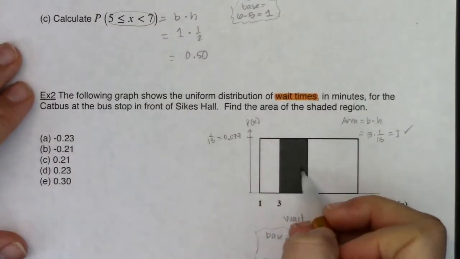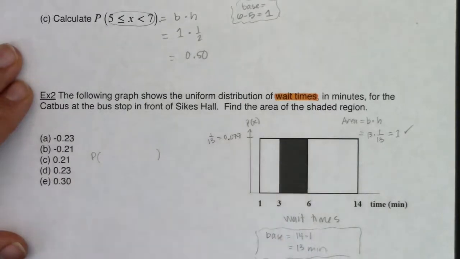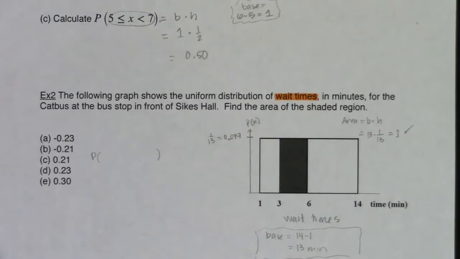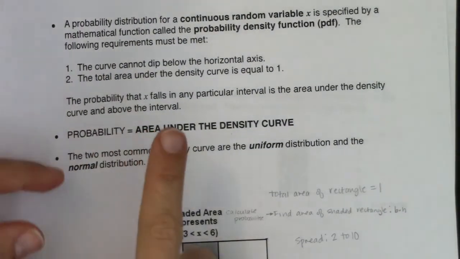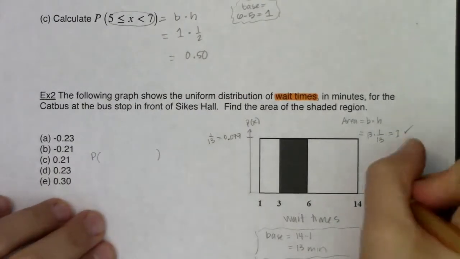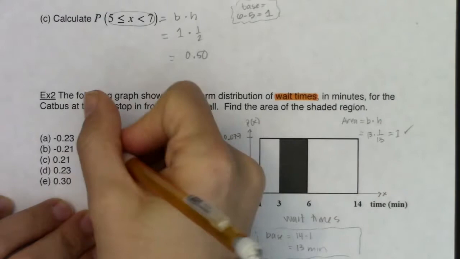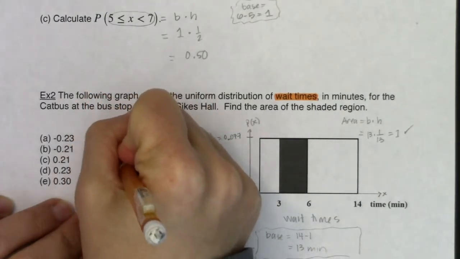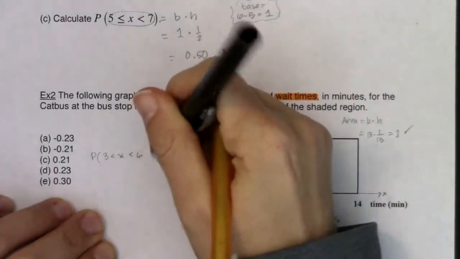This is find the area of the shaded region. So I want a probability, because area and probability, you can swap those two terms out. And if you don't remember, probability is area under a density curve. So when we're talking about continuous random variables, probability and area are the same thing. So in terms of my variable, let me label it, I'll call it X. I want X to go between 3 and 6. Let me move my parentheses over.